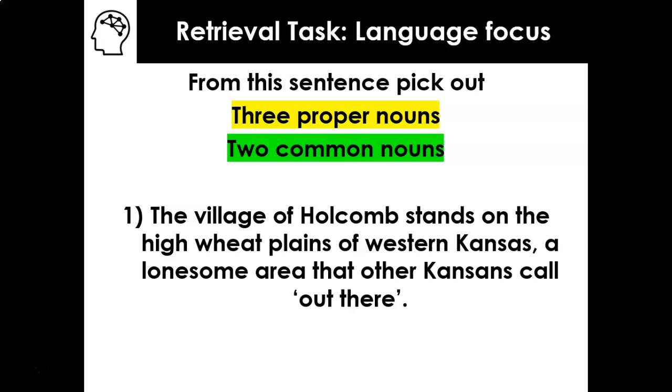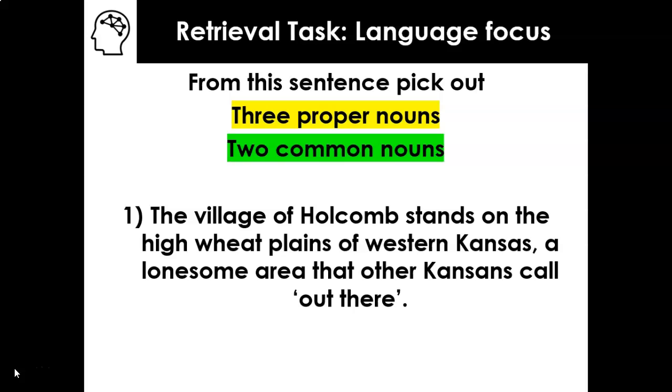Number 1: The village of Holcombe stands on the high wheat plains of western Kansas, a lonesome area that the other Kansans call out there. So we want 3 proper nouns and 2 common nouns. Press pause. Off you go. Okay, guys. So first of all, for the proper nouns, we're looking for capital letters. Holcombe, did you get it? Give it a tick. Kansas, tick.